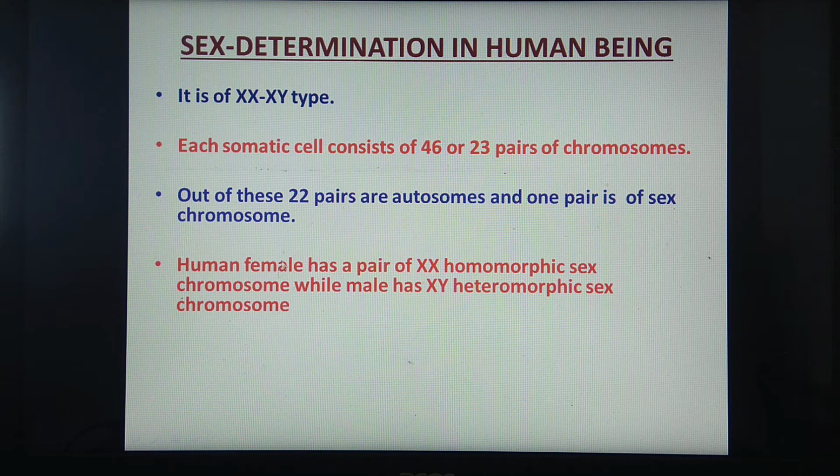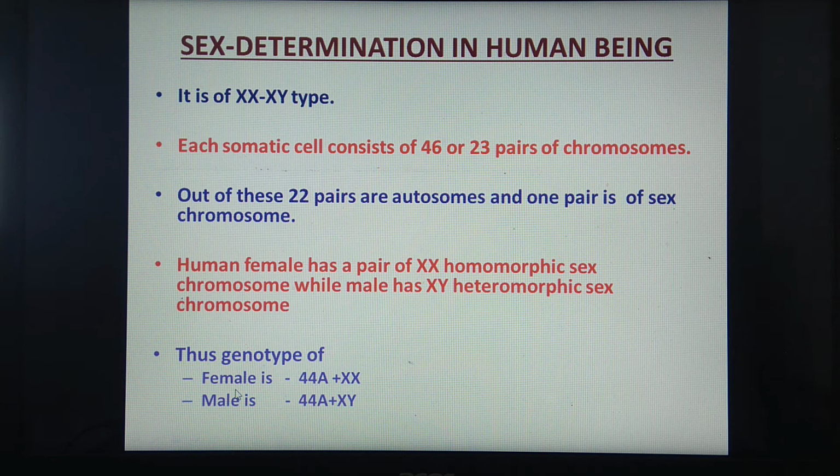allosomes. So what is the condition in case of human female? In case of human female, a pair of X chromosome is present. That means 2 X chromosomes are present. Hence, human females are called homomorphic, also called homogametic. While male consists of 1 X and 1 Y chromosome. That means these two are dissimilar chromosomes, and hence human males are called heteromorphic, or they are called heterogametic. Okay, so remember that genotype for human female is 44A.